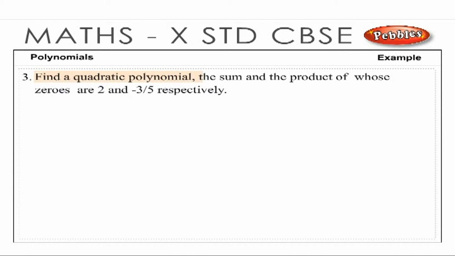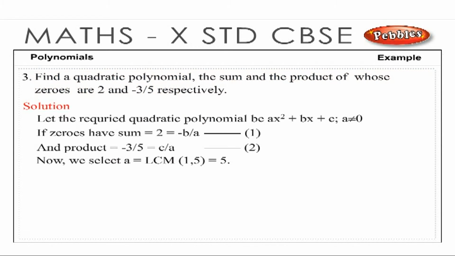Find a quadratic polynomial, the sum and the product of whose zeros are 2 and minus 3 by 5 respectively. Solution: let the required quadratic polynomial be ax square plus bx plus c, a is not equal to 0. If the zeros have sum is equal to 2, which is equal to minus b by a, equation 1, and product is equal to minus 3 by 5, which is equal to c by a, equation 2.